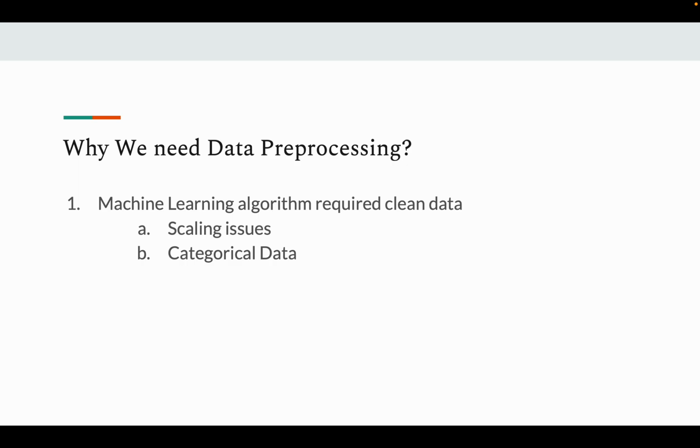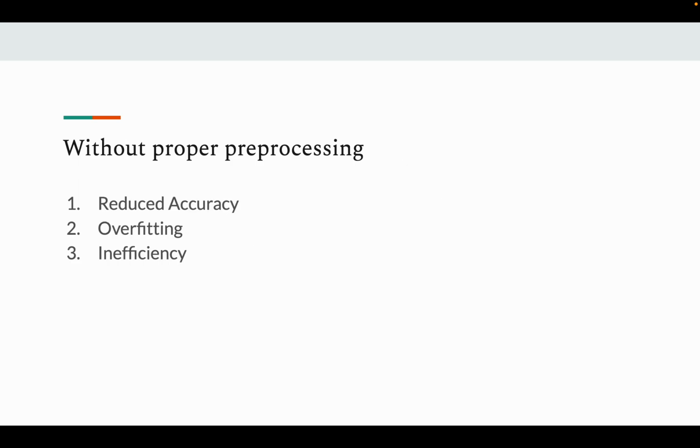So that is what is meant by the scaling issues. Then we have the categorical data. If we have a lot of categorical data, the algorithm is actually expecting integers or floating point numbers, not categorical data. So we have to convert or handle those categorical data. That is one of the major things.